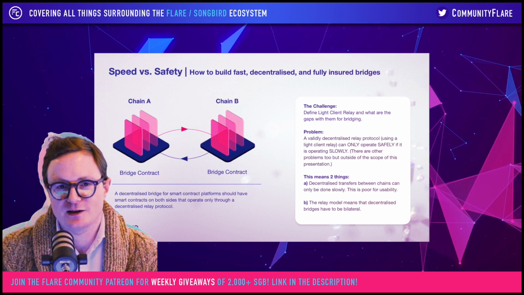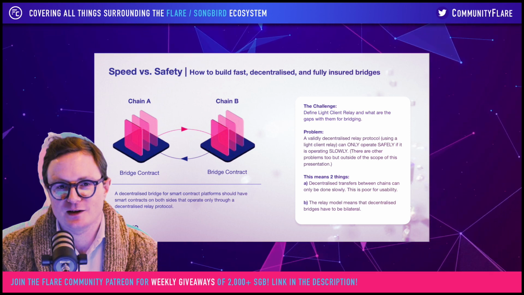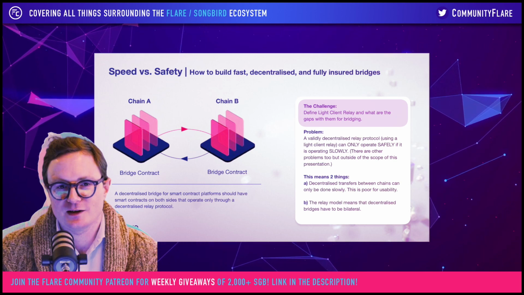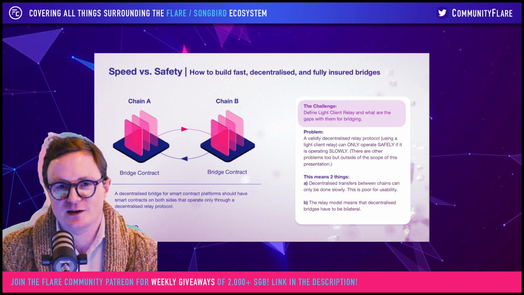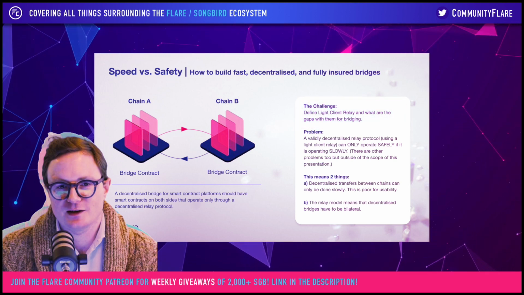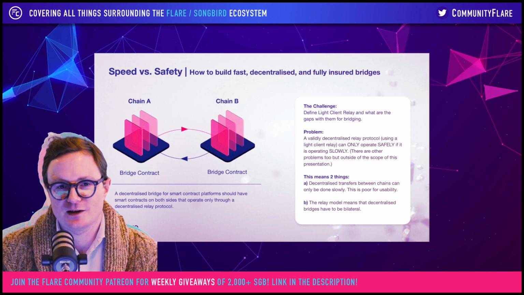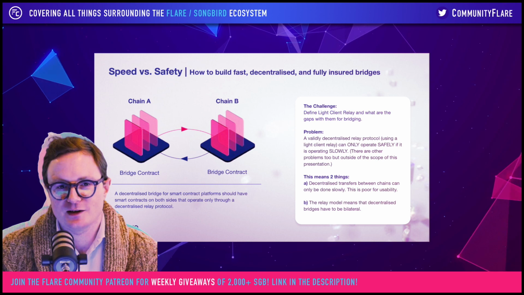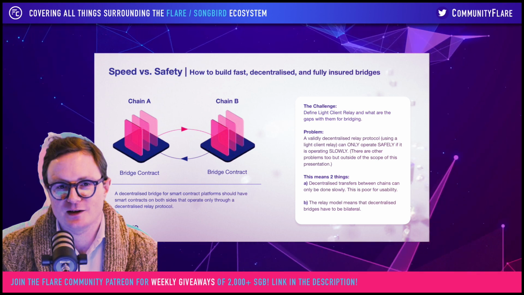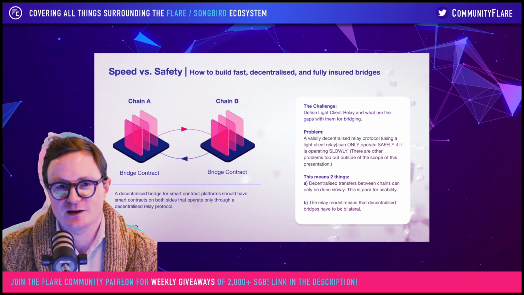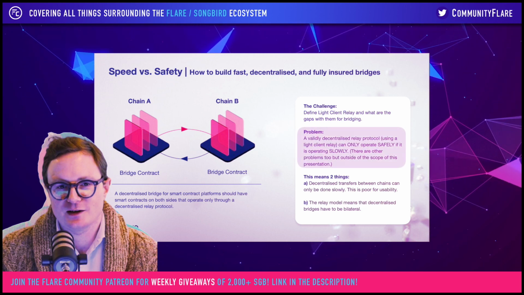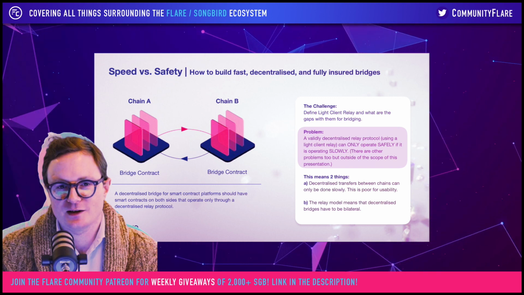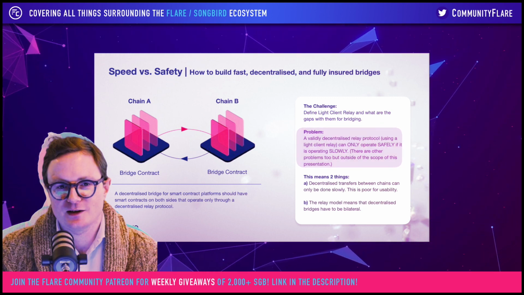Now, the problem with only relaying the block headers is that you don't get the full richness of the data of the block. And so if you're only relaying the block headers, then you need to do a lot of additional checks. You need to do things like erasure encoding and data availability sampling to ensure that you're not being lied to about what you're seeing. And so the problem with the existing example of a trustless decentralized bridge is that they can only operate safely if they're operating slowly. There are other problems with this, but this is outside the scope of this presentation.